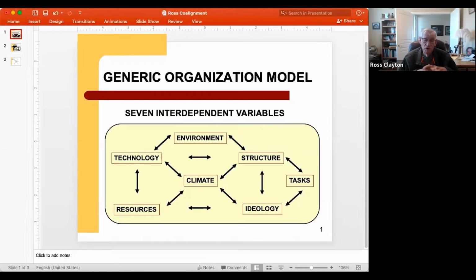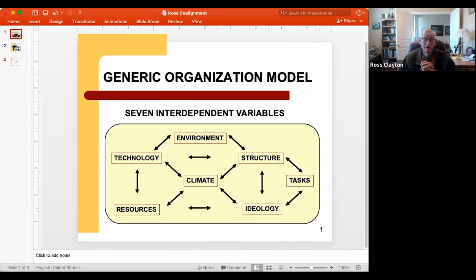Okay, this is what I call a generic organizational model. It shows 7 interdependent variables, and the point of interdependence is any change in one affects all the others. And you can look at it and see that the environment is one of those, and environment and context are the two terms I use somewhat interchangeably. And for a school like the School of Public Administration, the environment is the broader university as well as the larger field of public administration, public policy, and public affairs.